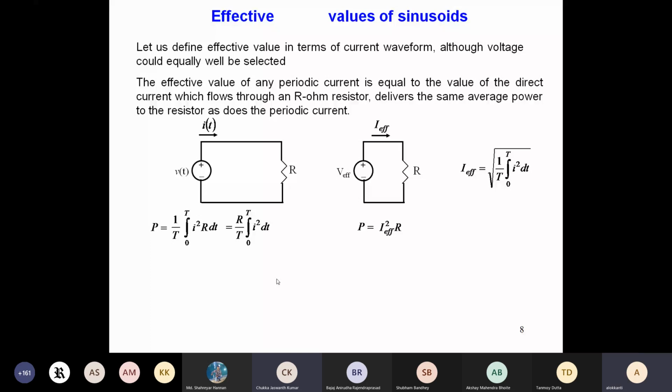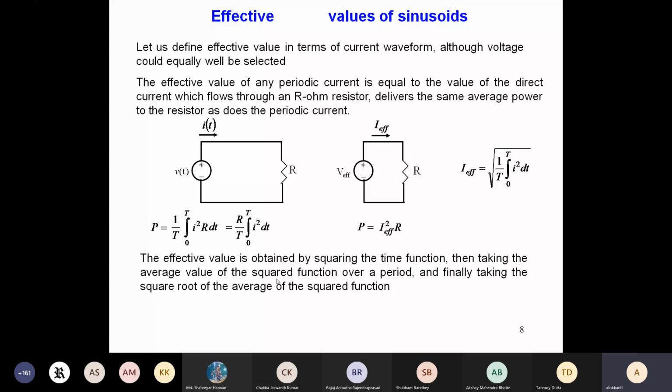So this is how our effective quantity is defined. If you are given a certain I, you can find the effective quantity by squaring the quantity, integrating it from 0 to t, dividing by t, and then taking the square root. Whatever is written in the formula is just written in language: the effective value is obtained by squaring the time function, then taking the average value of the squared function over a period. Average value means doing the integration and then dividing by t, and finally taking the square root of the average of the squared function.